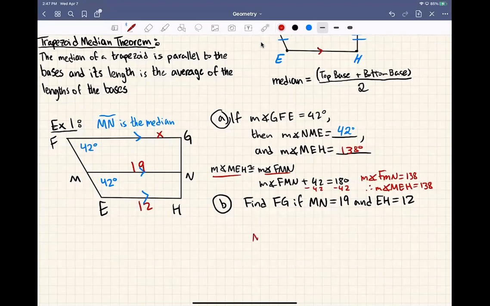means that MN is going to be equal to the top FG plus the bottom EH, all of that divided by 2. Because it's the median, so it takes the average, right? That means that we have 19 is equal to X plus 12 over 2. And now all we got to do is solve for X. To solve for X, we do pretty simple.